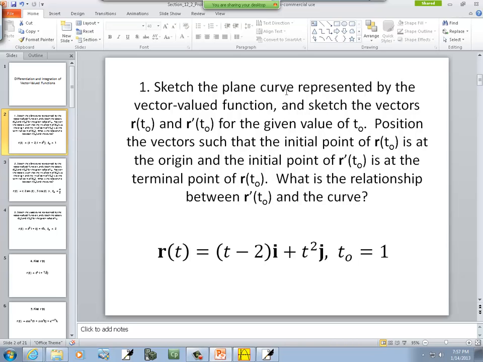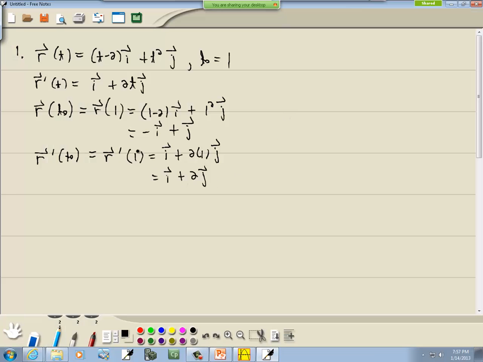And this sketches the plane curve. If we look at this, the x is whatever's before your i, so we got x is equal to t minus 2, and y is what's before your j, so y is equal to t squared. Now we start with the one with the smallest powers on the t, which is x equals t minus 2, and we want to solve for t. So I take negative 2 over, and we get t is equal to x plus 2.